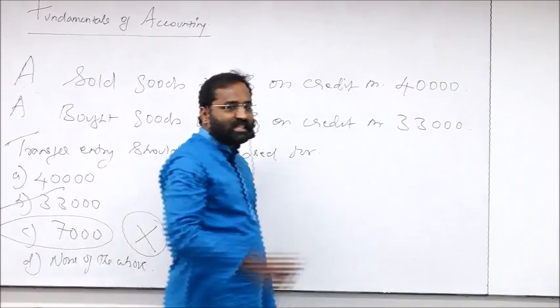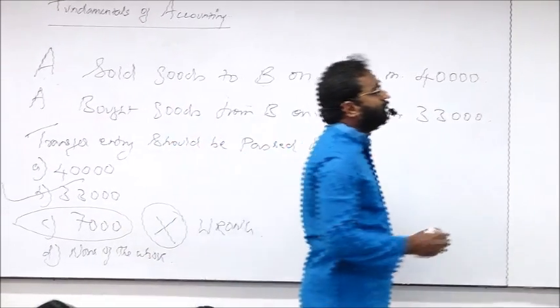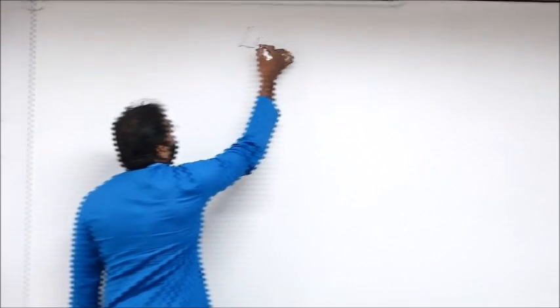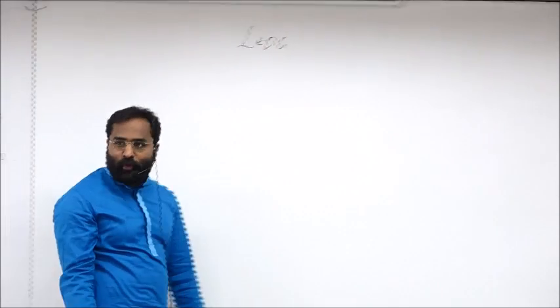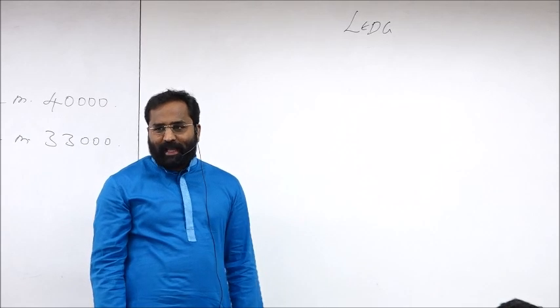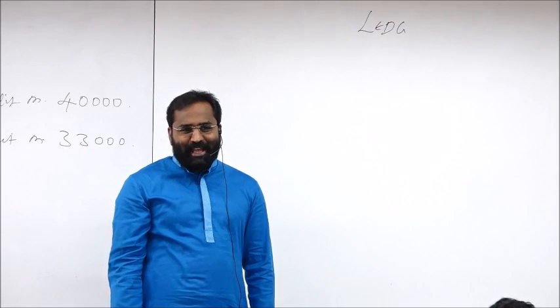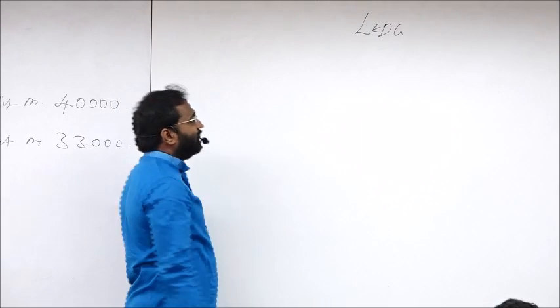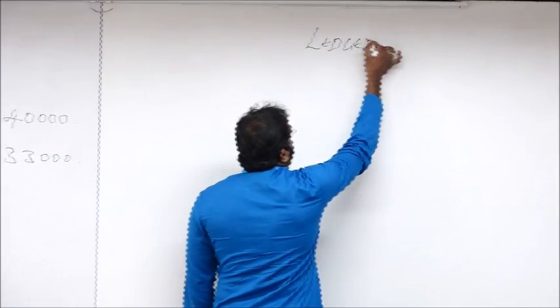Sir, how is it 33,000? If they purchase, this is debtor and this is creditor, and when they adjust, only 7,000 is a transfer entry? No. Enjoy this explanation. Transfer entry should be passed for... Come on, tell me. One more time.